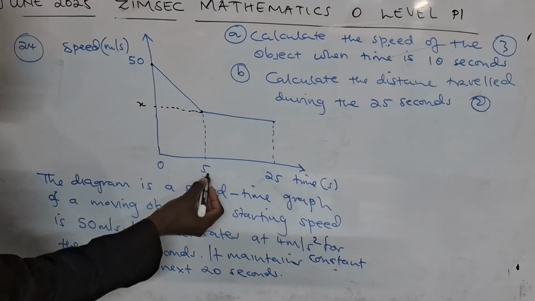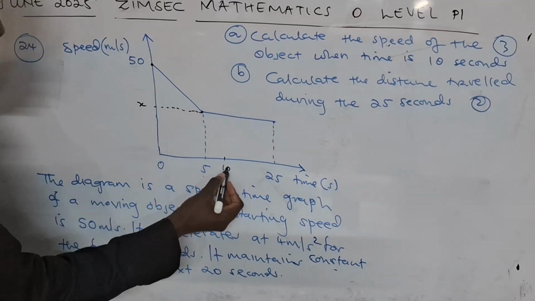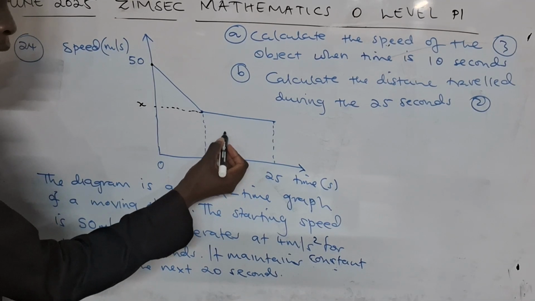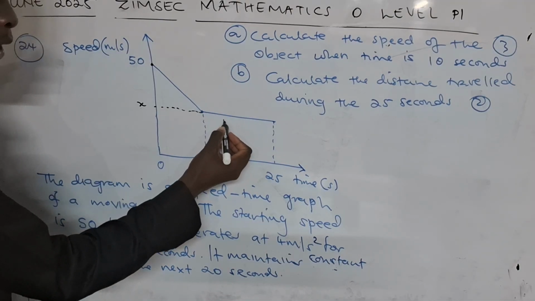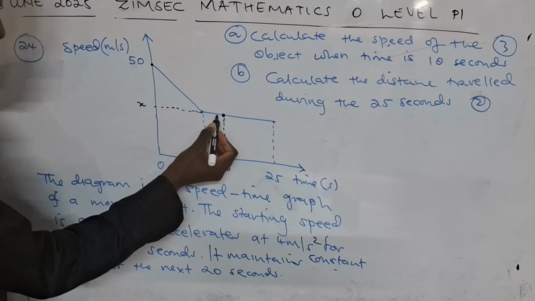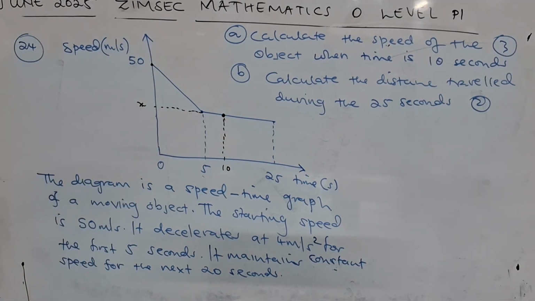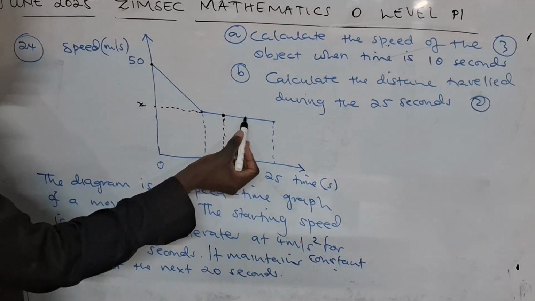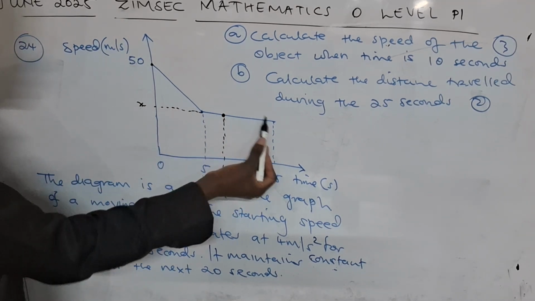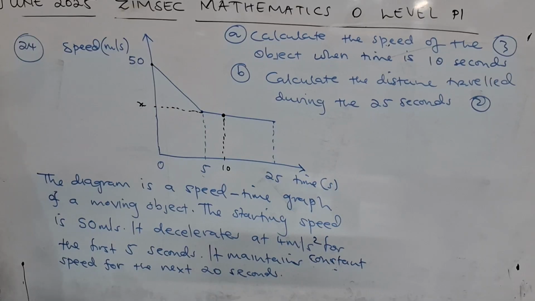This is 5. Suppose 10 is here. So at 10 seconds, the speed is nothing but this speed that we don't know. Even at 11 seconds, the speed is the same because it maintained a constant speed. So how are we going to find this?